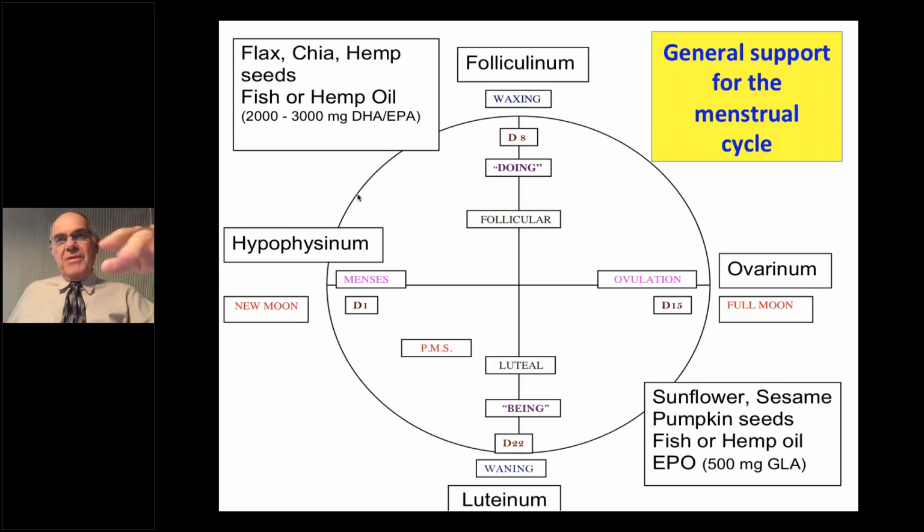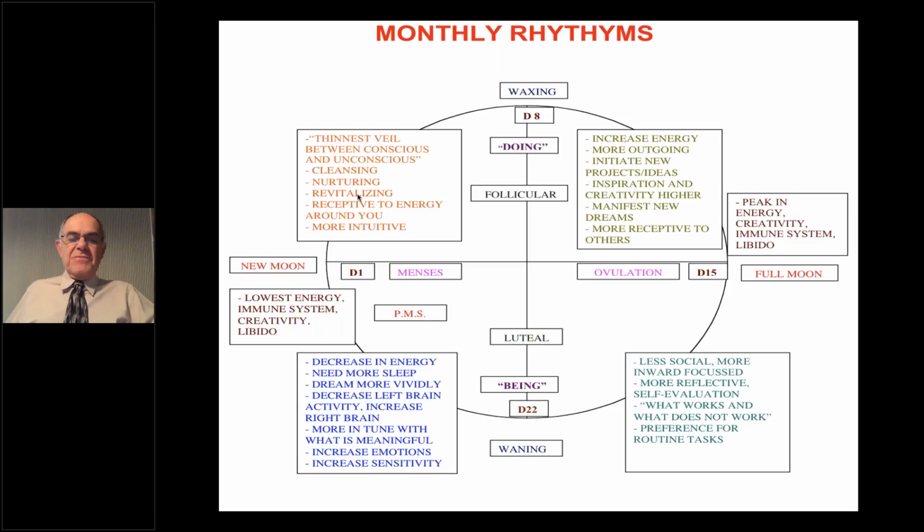And then when we get to the middle of the cycle, around ovulation or the full moon, we basically switch the seeds to sunflower, sesame, or pumpkin, lower the dose of the fish oil, and add evening primrose oil. That's EPO. So doing that cycling back and forth following a moon cycle is very helpful for many of these challenges that some women will experience.